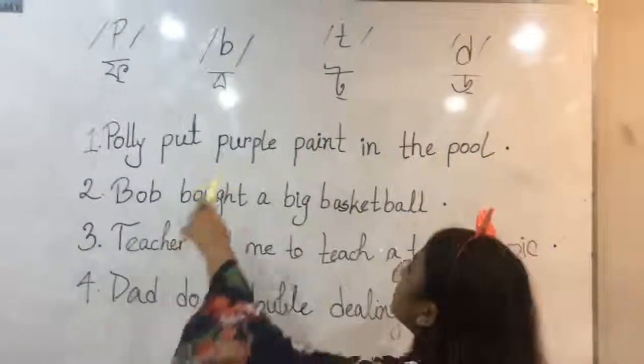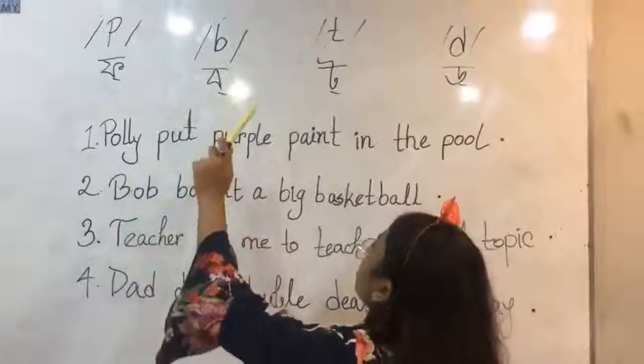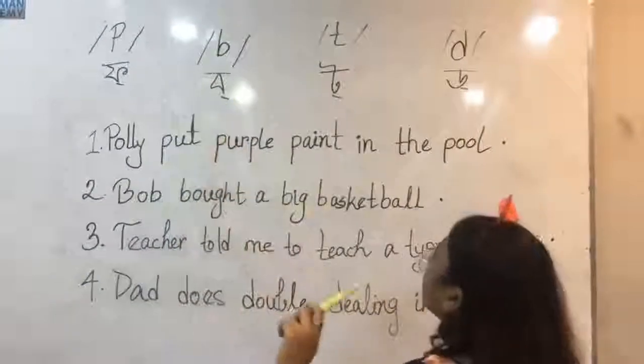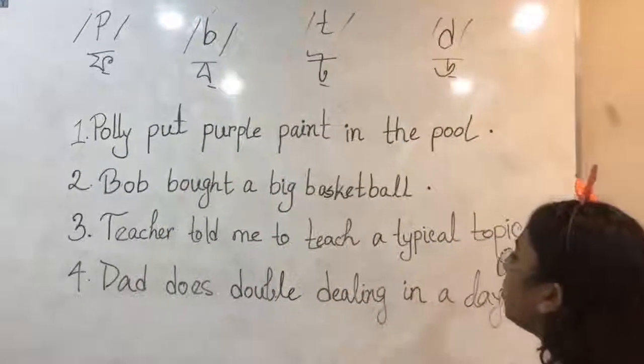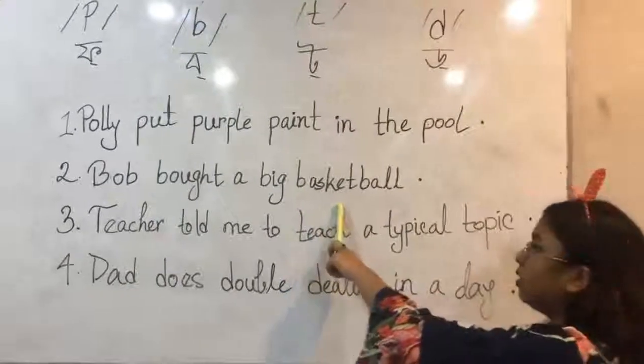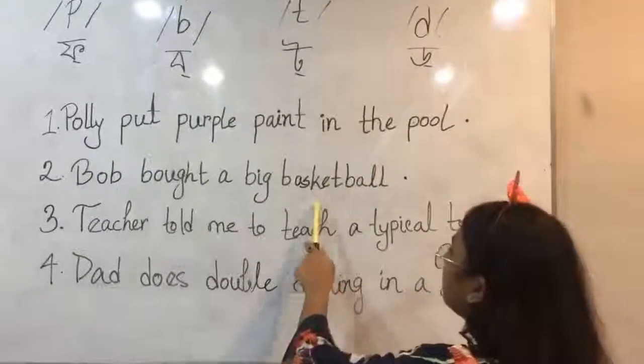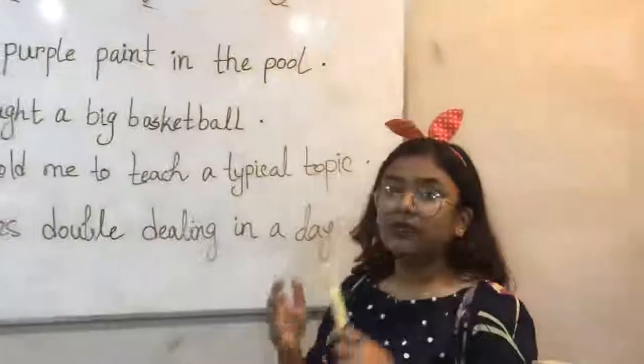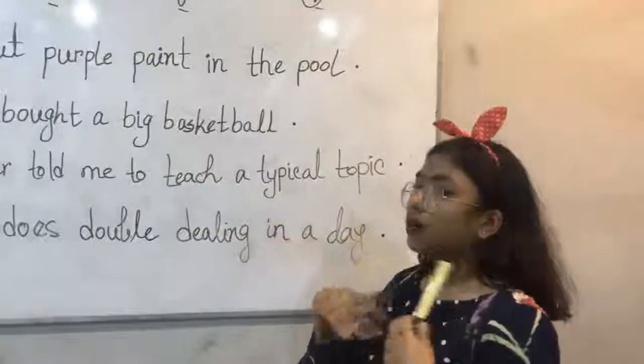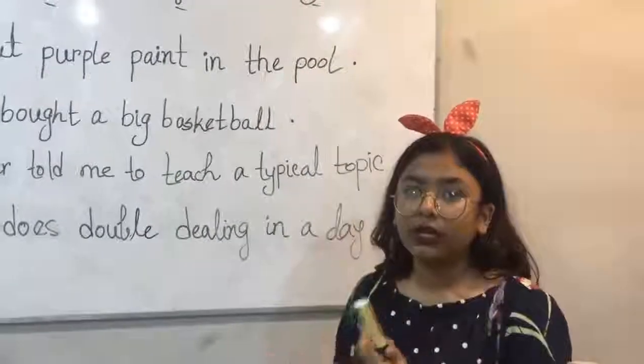And the second tongue twister is called the sound of ba. And the tongue twister is Bob bought a big basketball. Bob bought a big basketball. You have to speak it fast so that you can speak fluently in English.